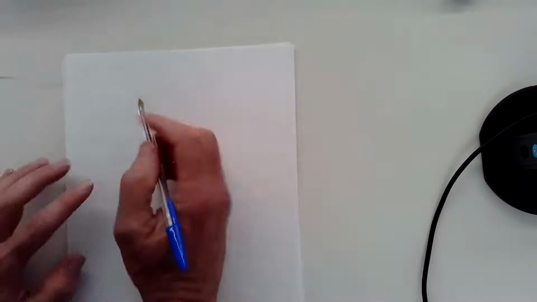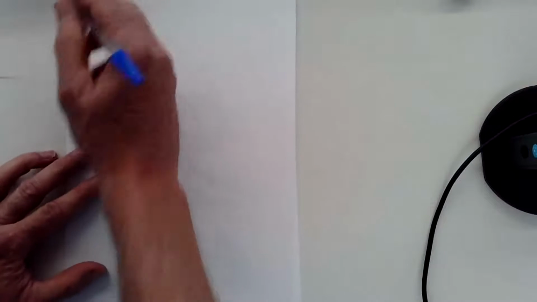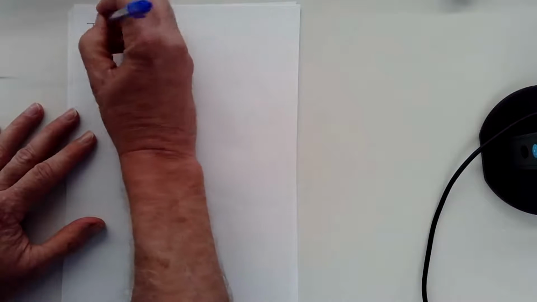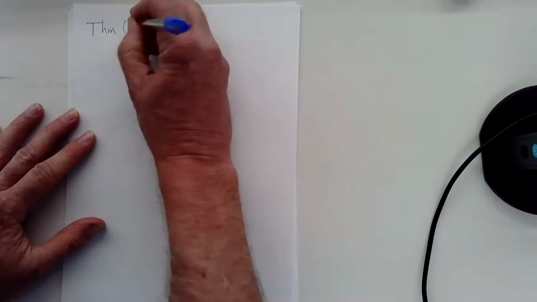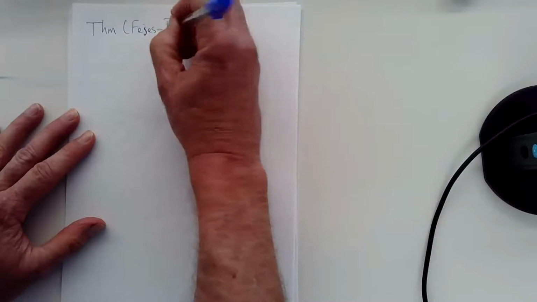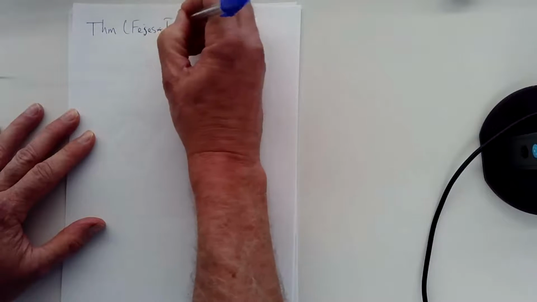So this is the theorem of Fejes Tóth that will imply that the hexagonal lattice is the best packing in R2. Theorem, at least in this form, as far as we know, it's Fejes Tóth. Okay.